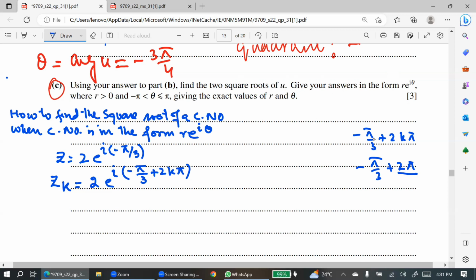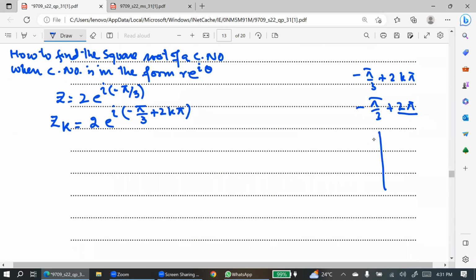Okay, should I repeat? Z is the name of the complex number. Z is the complex number 2 e raised to iota minus pi by 3, denoted by Z. As you know, we represent any complex number as Z. Z is the general name of any complex number.